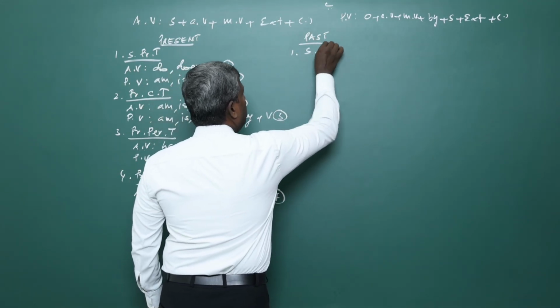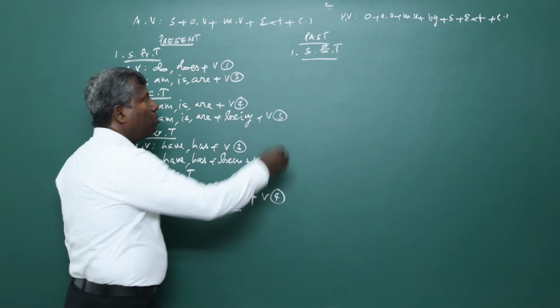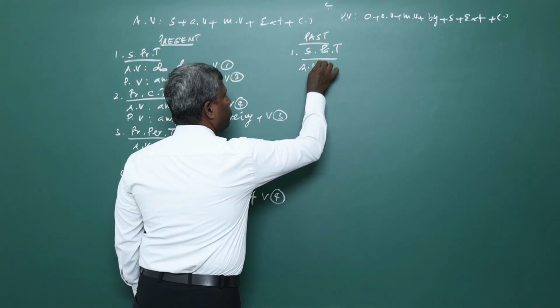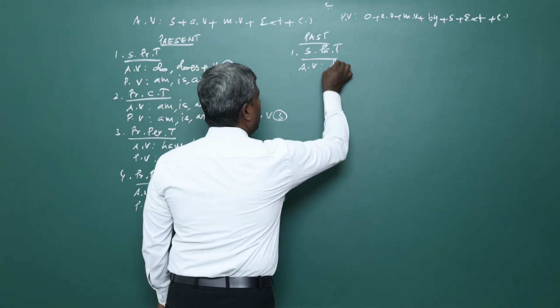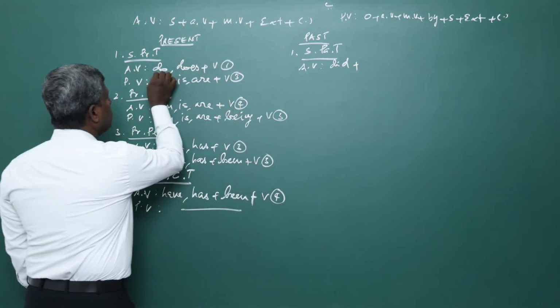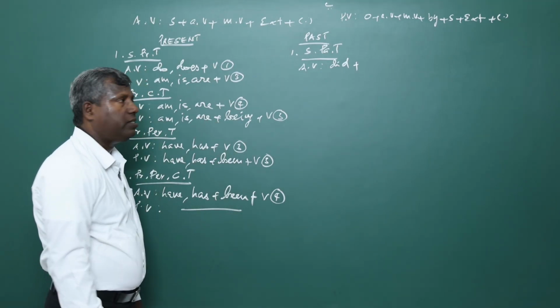So, in simple past tense, what are the auxiliaries we use here for active voice? There is only one auxiliary, that is did. The past tense of do, does is did.